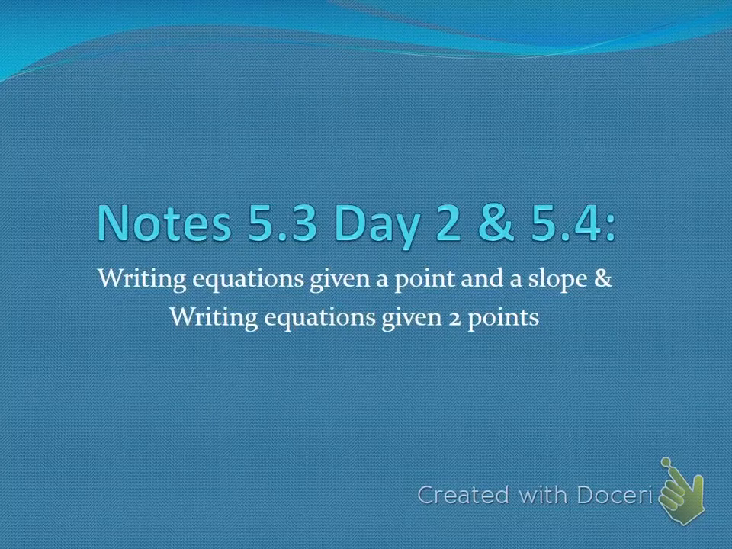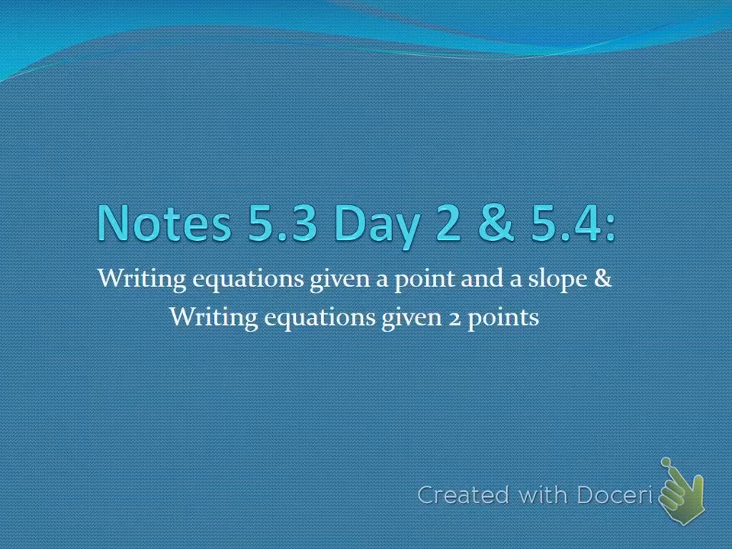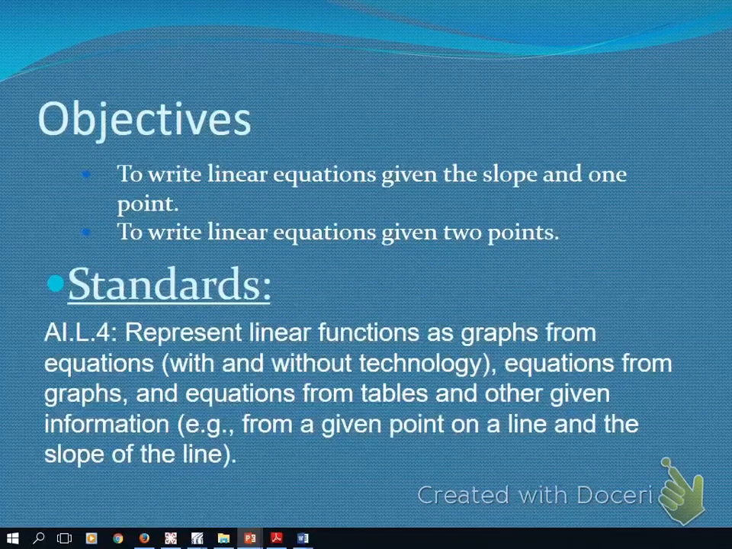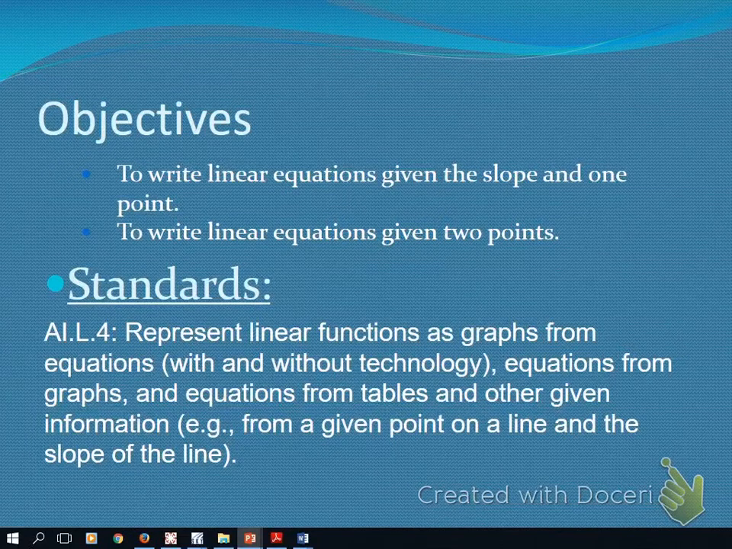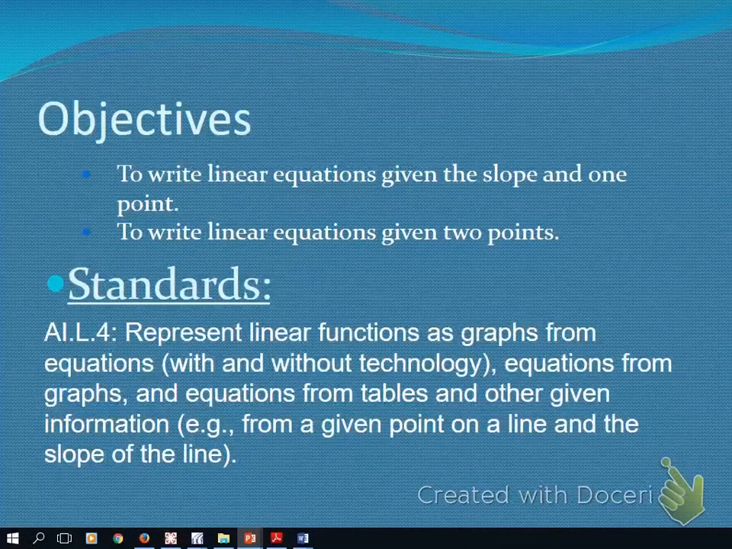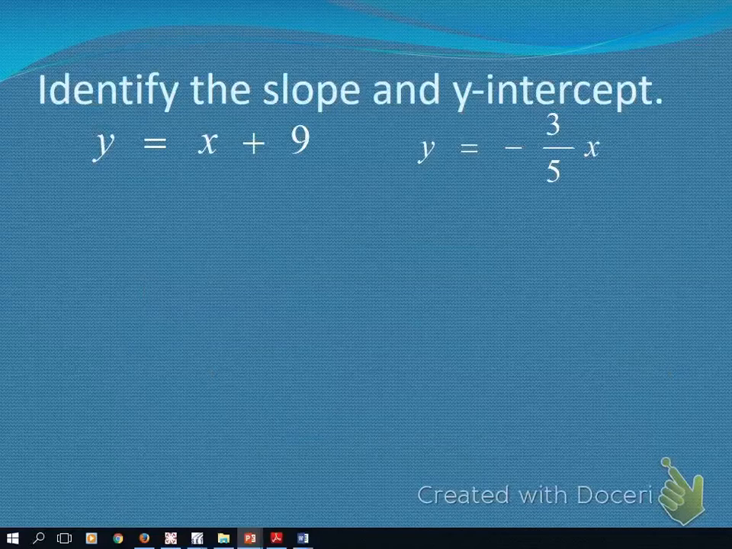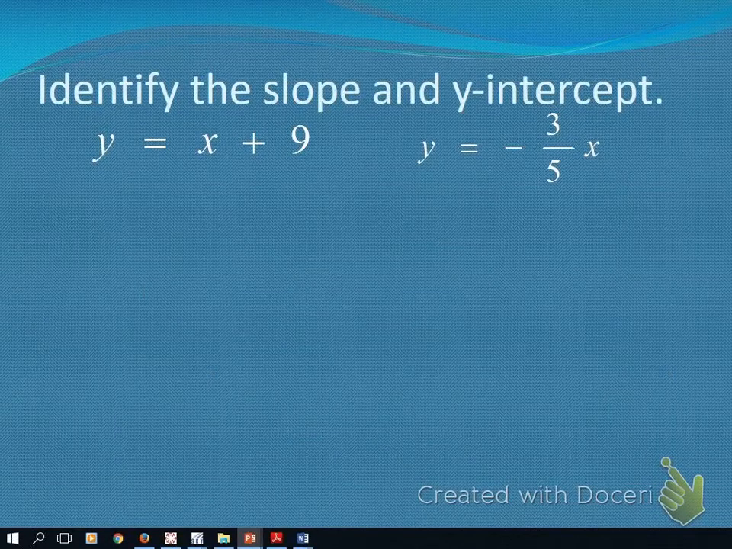All right, we need to continue talking about how to write linear equations. We still want to write them in slope-intercept form, but we need to talk about what happens when the slope and the y-intercept are not handed to us on a silver platter, right? So we need to be able to write a linear equation given just the slope and 1 point, and we need to write a linear equation if we're given 2 points. So some different information.